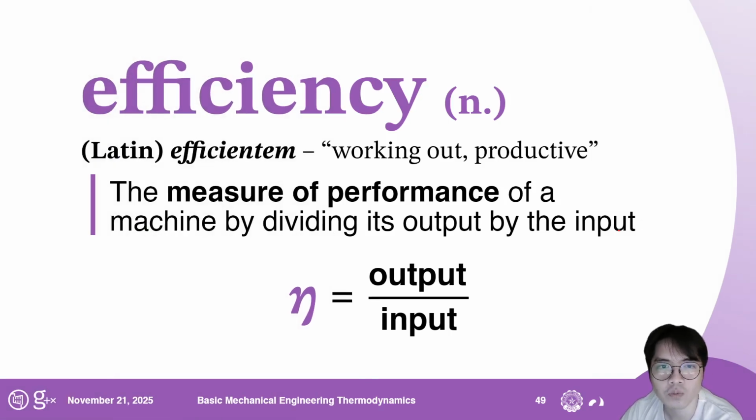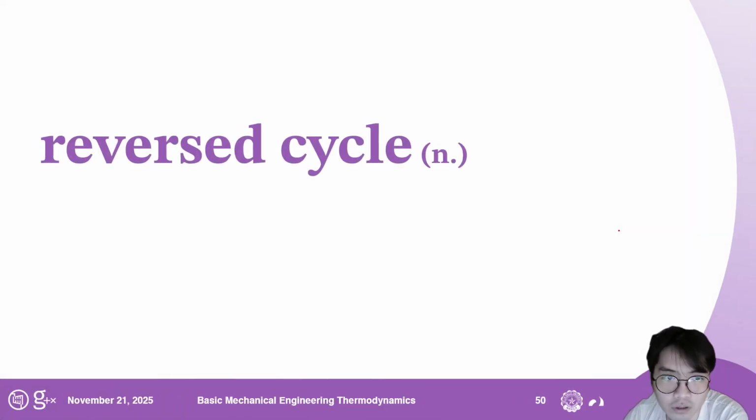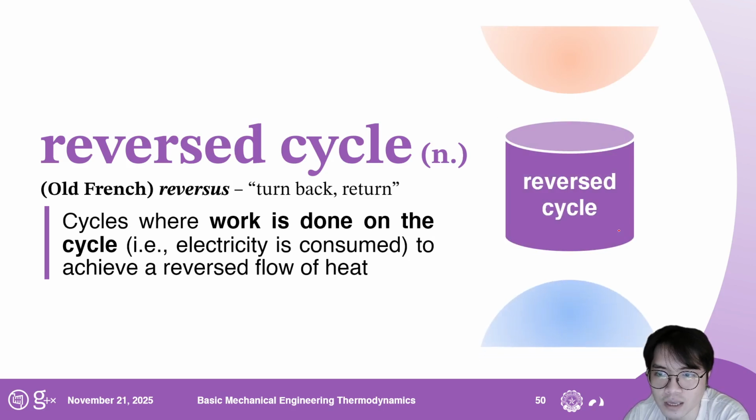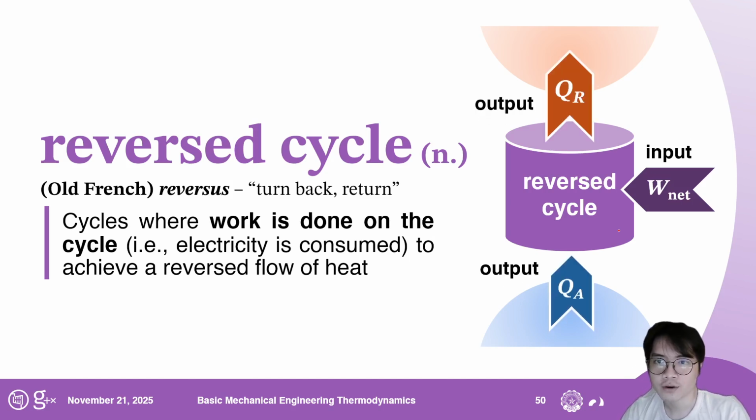Because now what we want to find out is a measured performance for a reversed cycle. And so again, the concept of efficiency is output over input. Let us remind ourselves what the input and the output is for a reversed cycle. A reversed cycle is basically where you do a cycle where you do work on the system or on the cycle, right? And so that means you do work, meaning your input is actually going to be your net work, right? You're going to work on the cycle, and basically you can choose between any of the two outputs, either your QA or your QR.